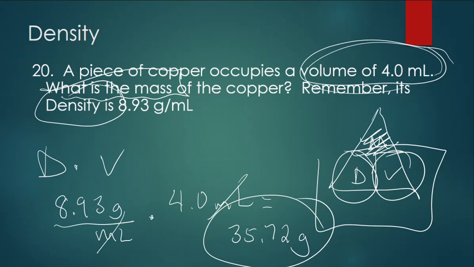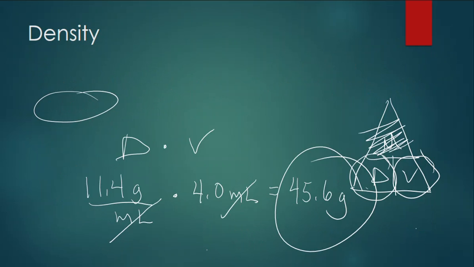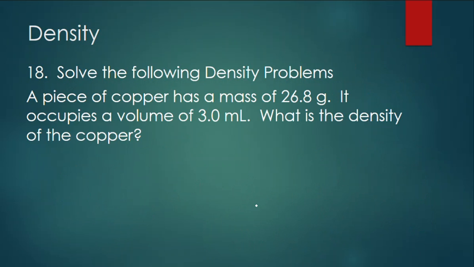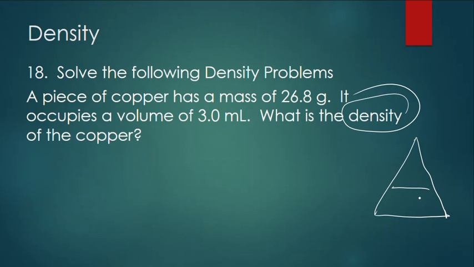$35.72 grams. Anyone disagree? Jacob Kesterson. Do 18. Oh, I see the word density. What do we do? The great triangle of science. Okay, how do we inhabit this great triangle of science?